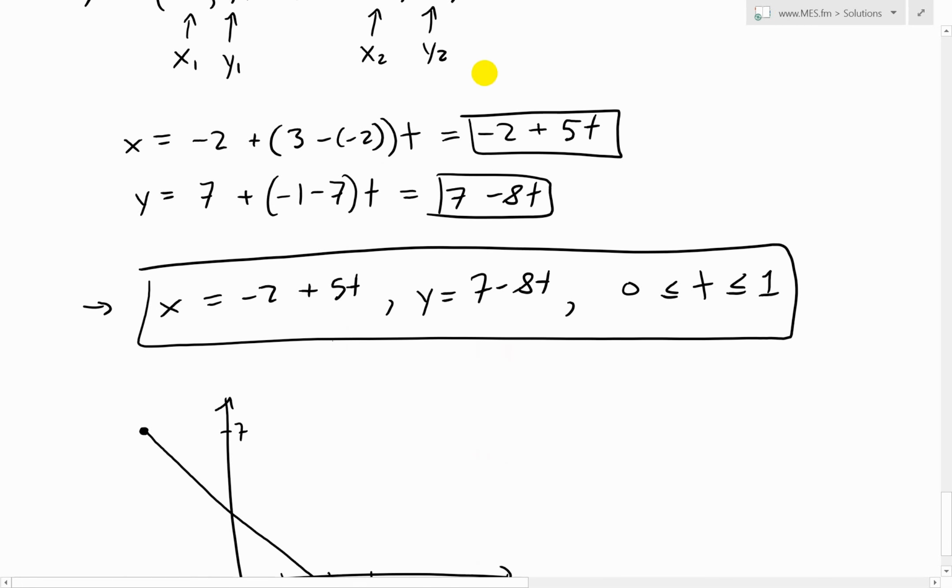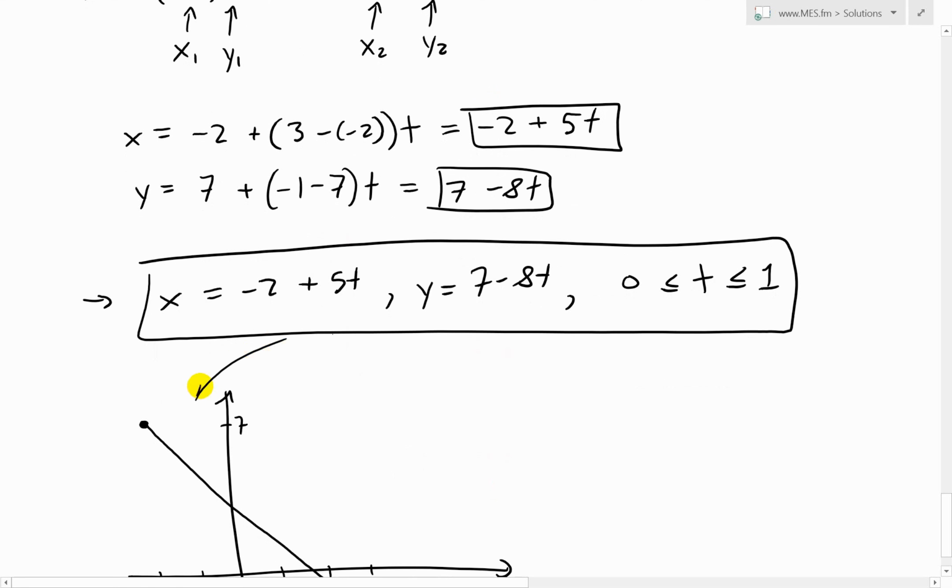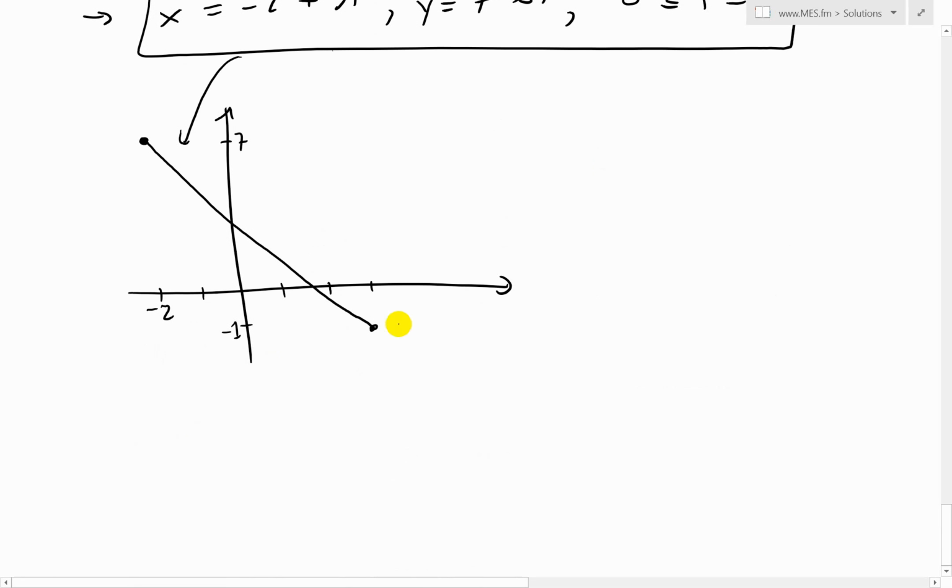Anyways, that's all for today. Put a line there, like that. Yeah, so that's the curve. Let's write this quickly. This is 3 and -1. And this is -2 and 7.